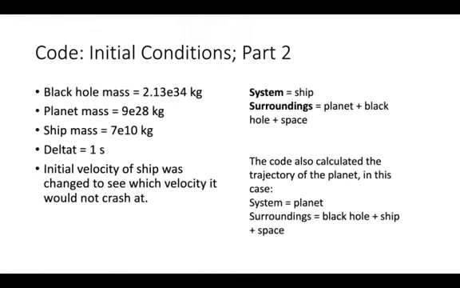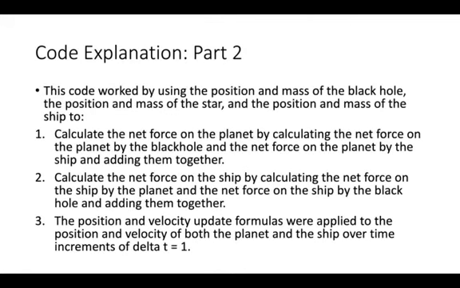For part 2, here are the initial conditions. We used the black hole mass as calculated from the previous code. The planet mass was 9e28 kilograms, ship mass 7e10 kilograms, delta t in this case was 1 second, and the initial velocity of the ship was changed to see at which velocity it would not crash. The system in this case was the ship, and the surroundings were the planet, black hole, and space, and this code also calculated the trajectory of the planet, and in this case, the system is the planet, and the surroundings are the black hole, the ship, and space.